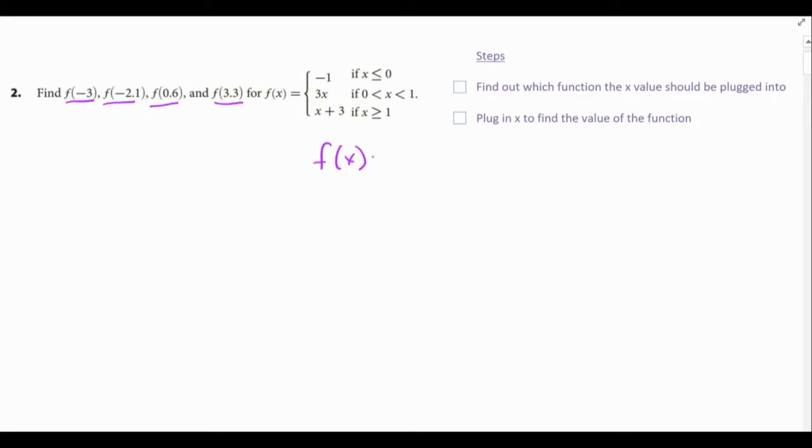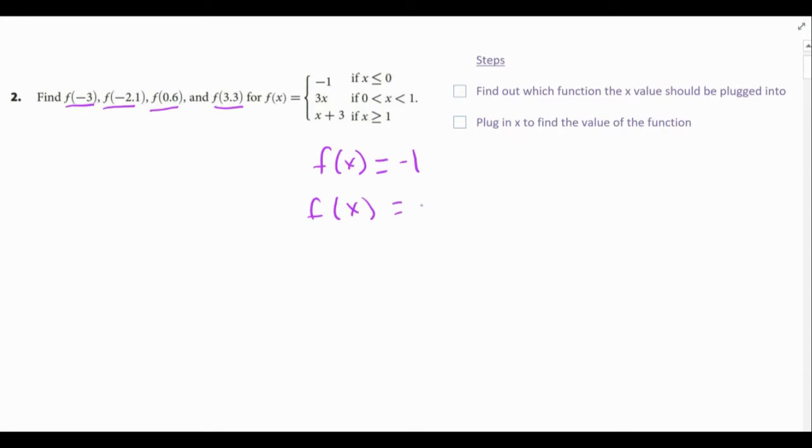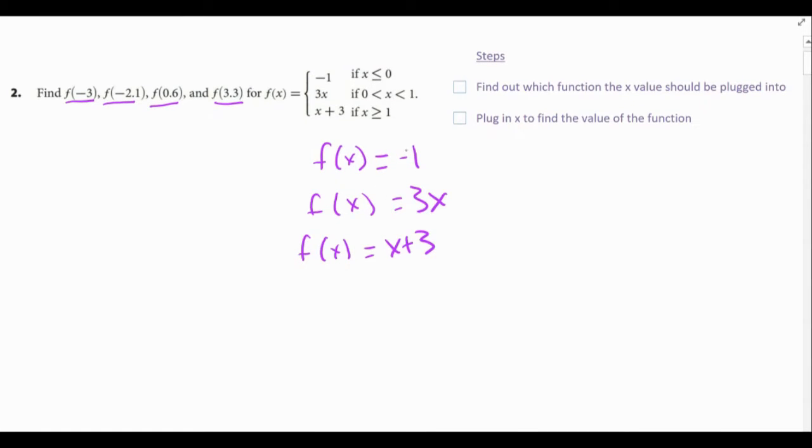So with the piecewise function, we really have three different pieces here. The first one, f of x equals -1. The second one, f of x equals 3x. And the last one, f of x equals x plus 3. So there are three different functions here kind of put together into one. We're just using pieces of these functions.